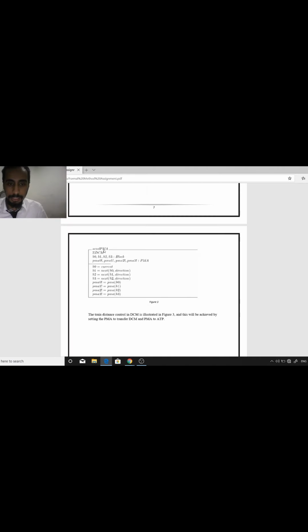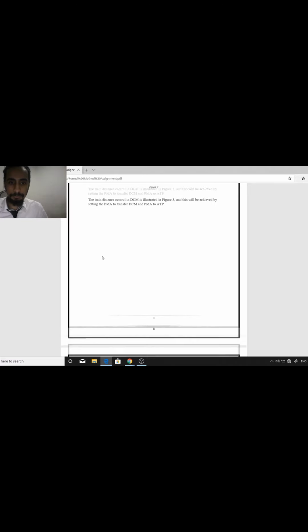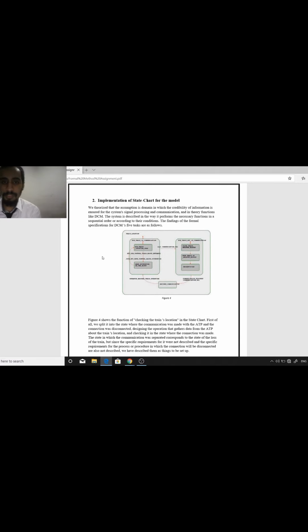This is the first Z notation, where there are no inputs and no outputs. However, there is just a bunch of relations between the schemas. And in the second one, the DCM will not be changing, which is the system that can be copied. And finally, this is the implementation of the state chart.